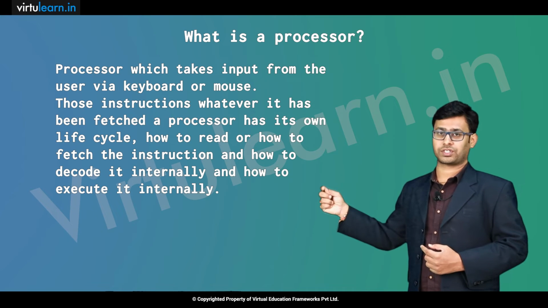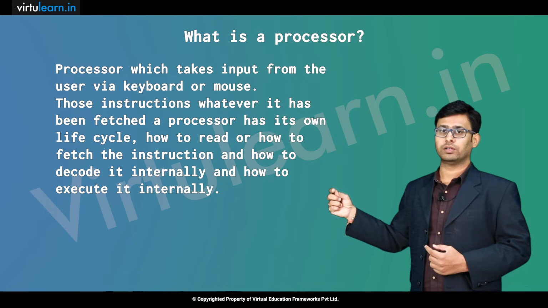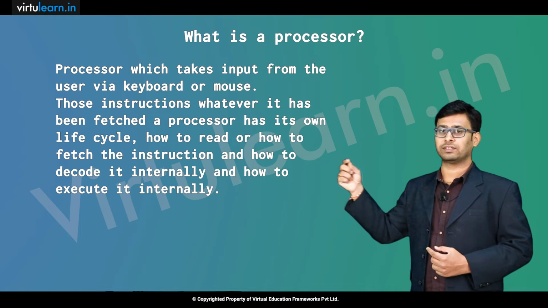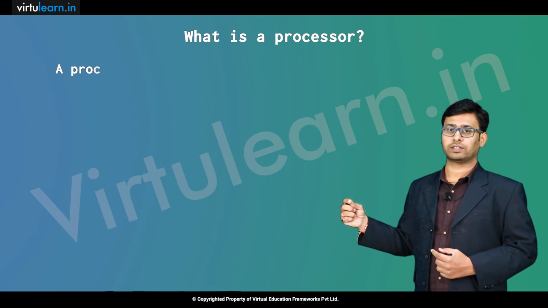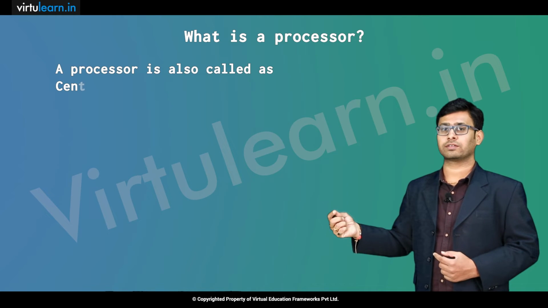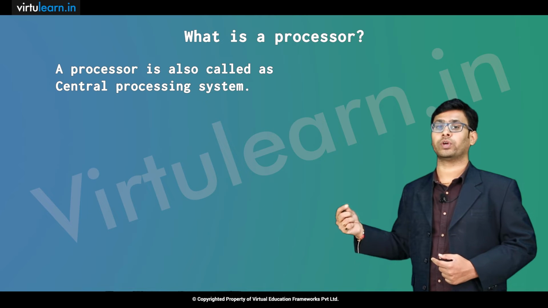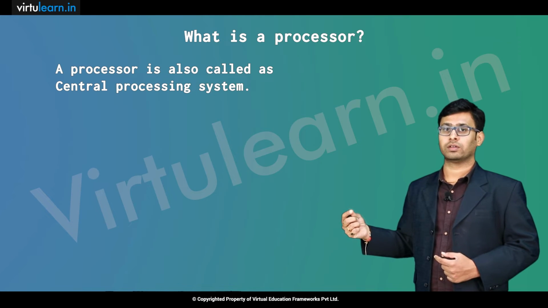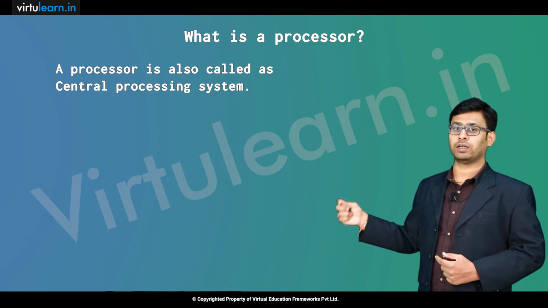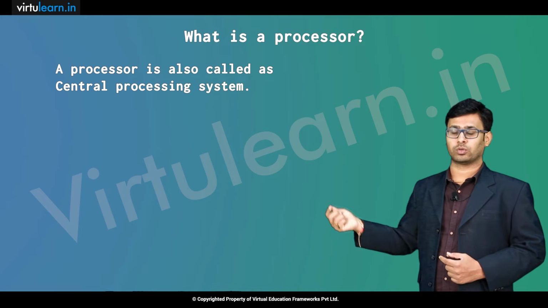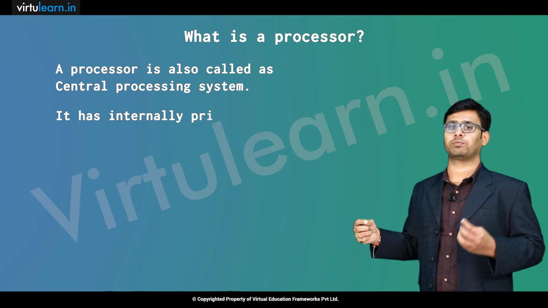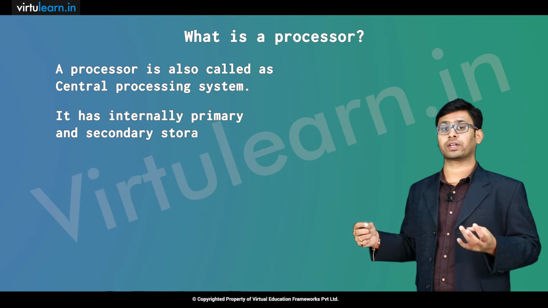A processor is also called the central processing unit, which is a very important part of the entire computer system. Within that we have primary storage as well as secondary storage, right? So this is about a processor. The different categories of the processor are explained in detail.